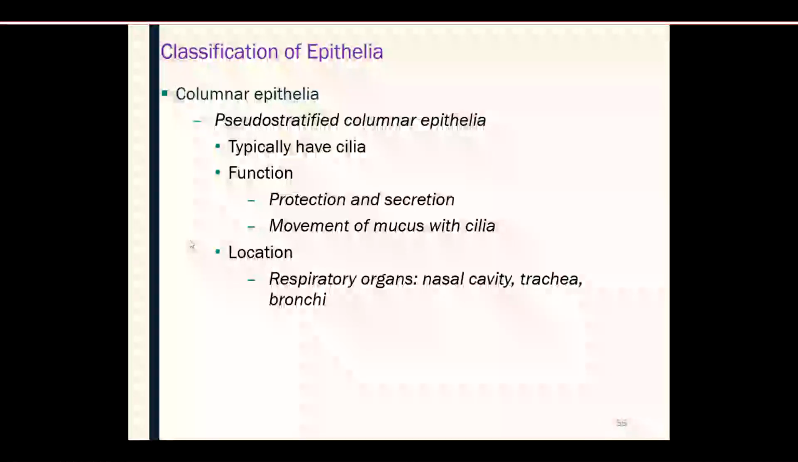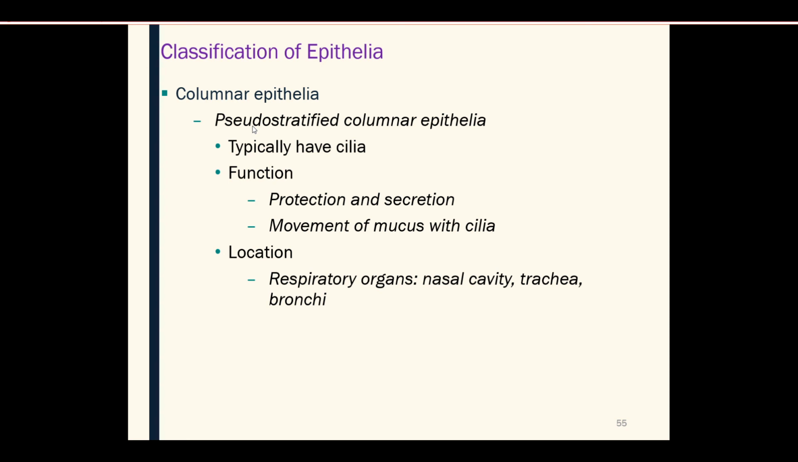Okay, so the next epithelium you want to look at is called pseudostratified columnar. So we're still looking at columnar epithelium. When you look at this epithelium under the microscope, it looks like the cells are stacked up on one another. So we would say it's stratified. But when you dissect it out, it turns out all of the cells are actually touching the basement membrane. So if all the cells are touching the basement membrane, it's really simple, but the appearance looks stratified.